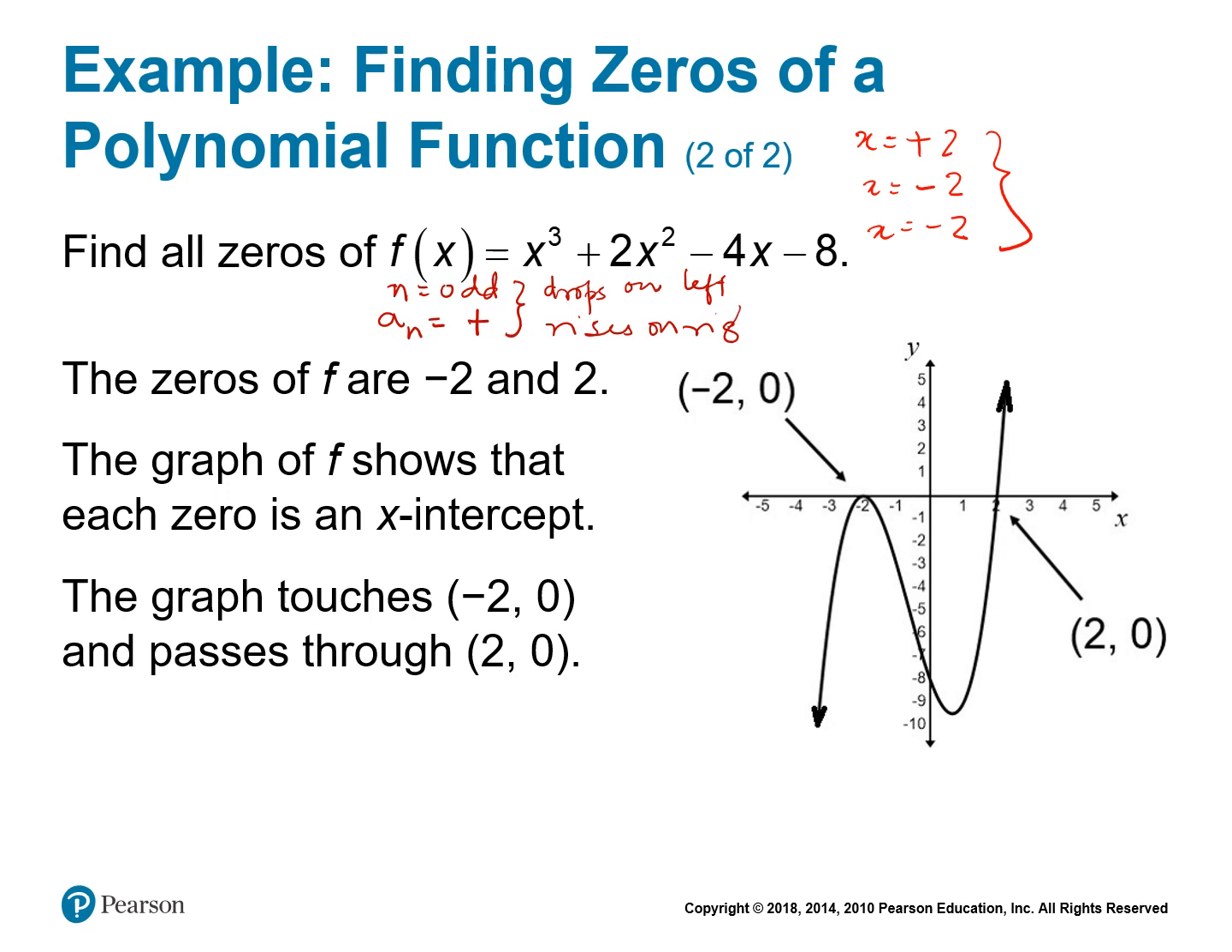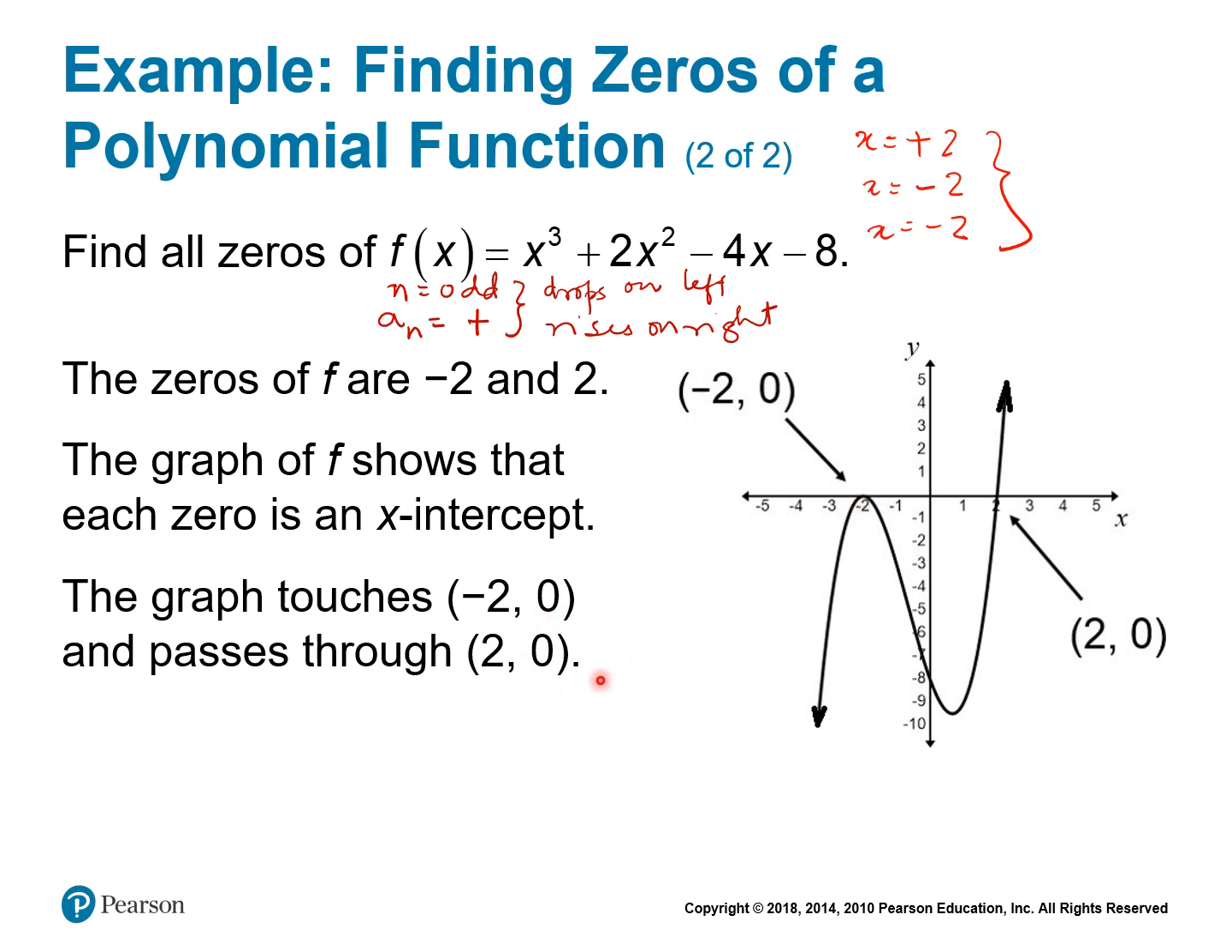And that's what happened. As you can see, they've drawn the graph dropping on the left end and going up on the right end. So the graph of f shows that each zero is an x-intercept, and it touches the x-axis at negative 2 and positive 2. So negative 2 comma 0 is the x-intercept, y is always equal to 0, and 2 comma 0.